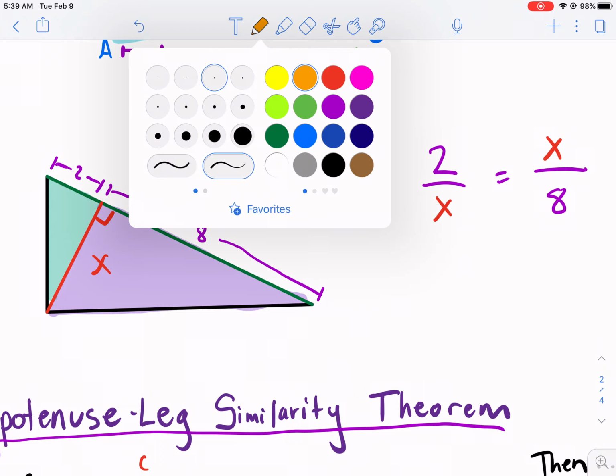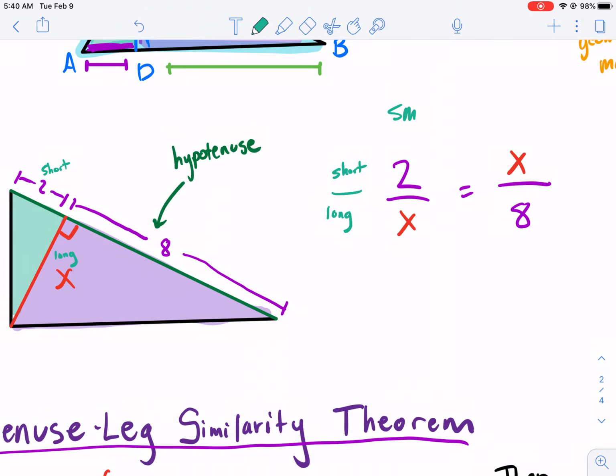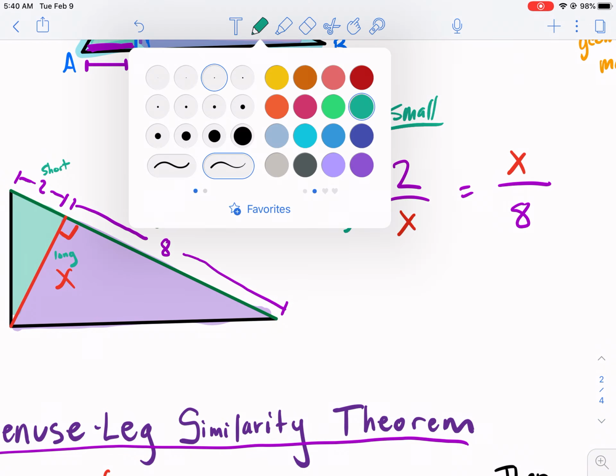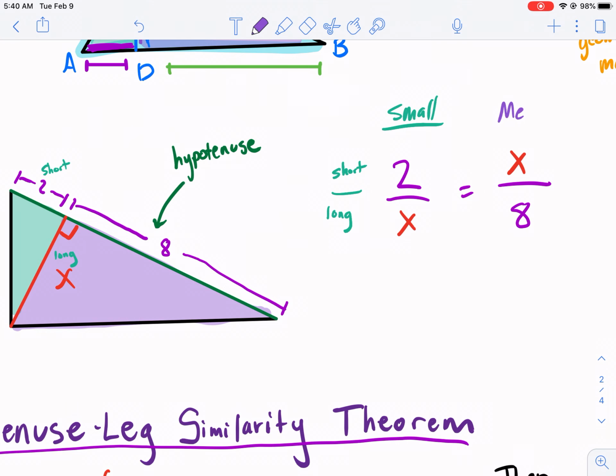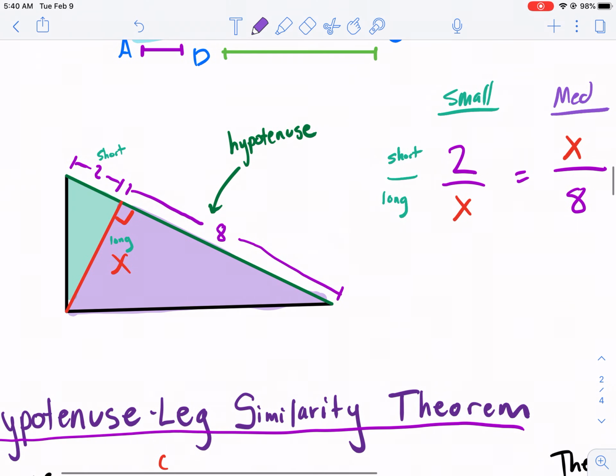If we're looking at this small triangle, this 2 is the short side, and this x is the long side of the small triangle. So we're comparing short to long here. Anytime we're comparing short to long, that's because we're comparing the small to the medium. It's just how it works. The more you do this, the more you see that this is how it's going to be.